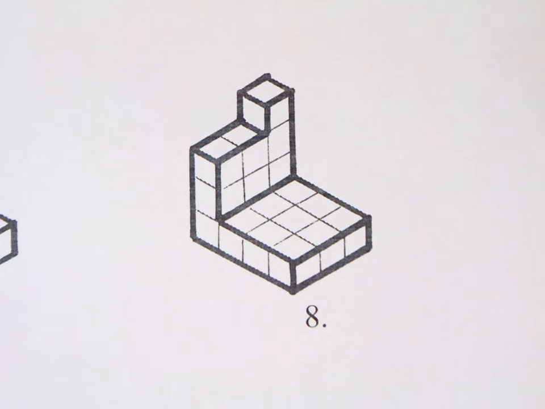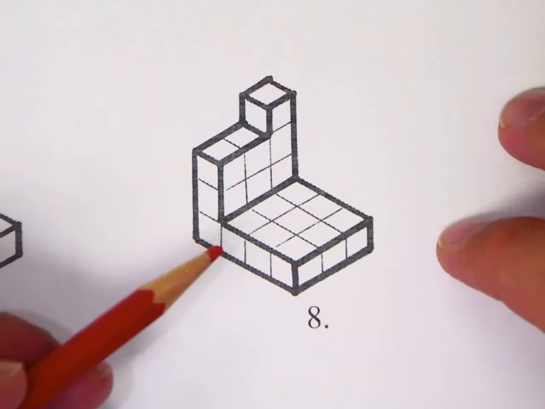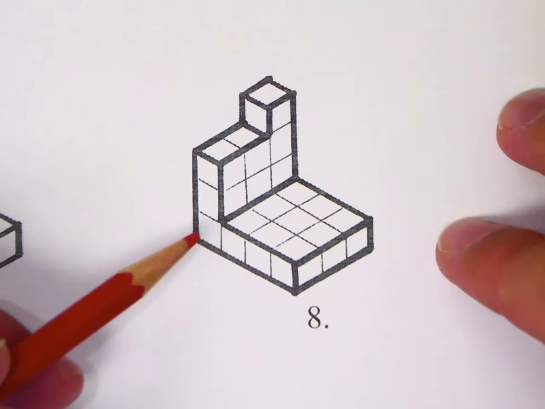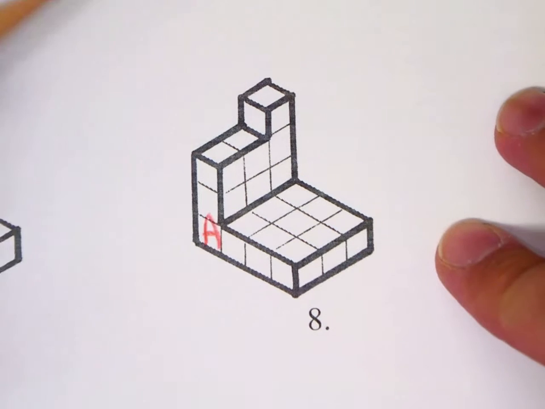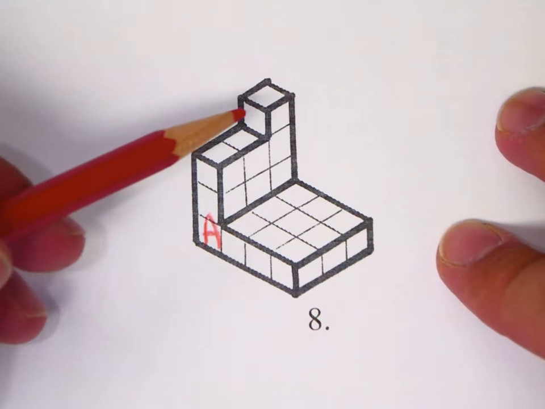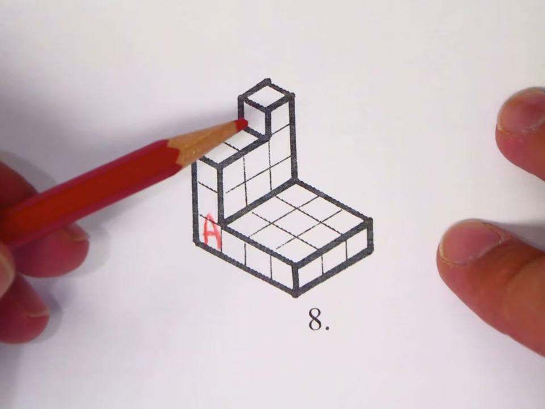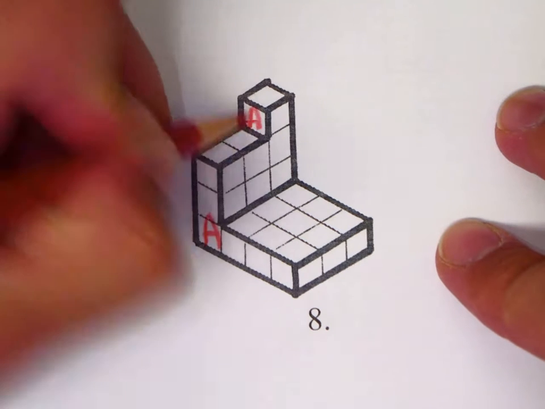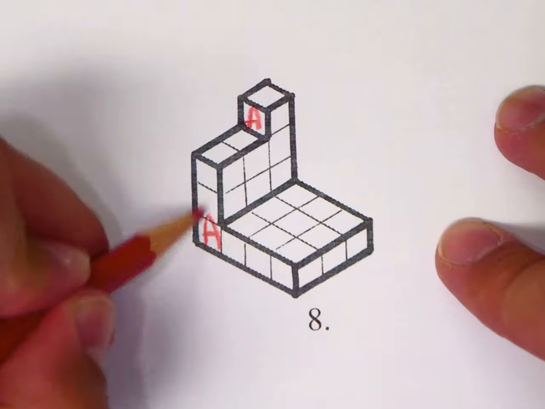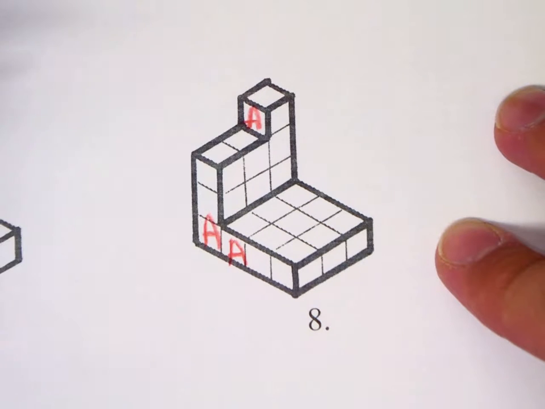Problem number 8 gets a bit trickier, so let's take a look. In our isometric view, we're going to identify our front view first. So that plane we'll identify as plane A. But we also have another plane up here that is visible from the front view. So I'm actually going to label this plane A and change this to plane AA.